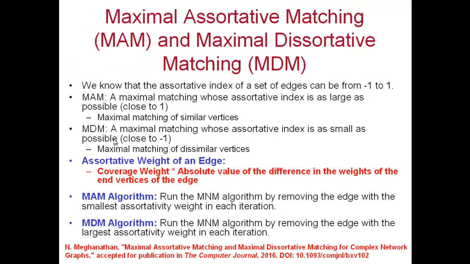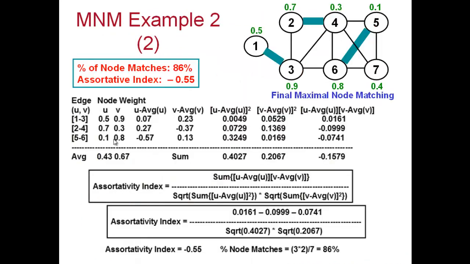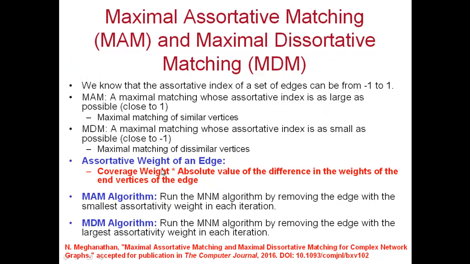Here there are two objectives: the primary objective is to pick edges with similar node weights, and then the secondary is to maximize such a set. So that means we have to consider two things. To pick the set with the maximum number of edges that we did for maximal node matching, we use this notion of coverage weight, right? And we picked the edge with the smallest coverage weight and went ahead with the algorithm. So we will retain that as part of the procedure to find this maximal assortative or maximal dissortative matching.